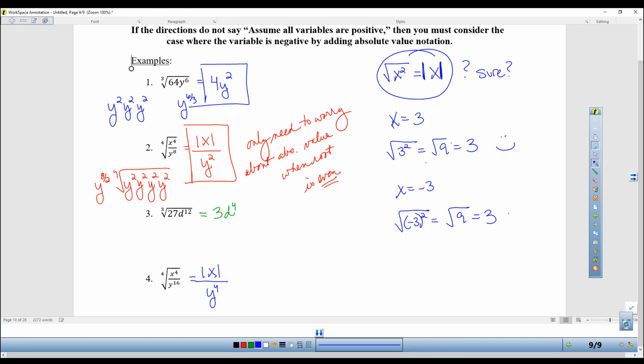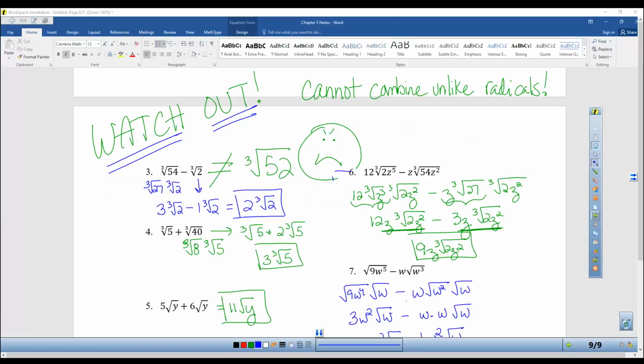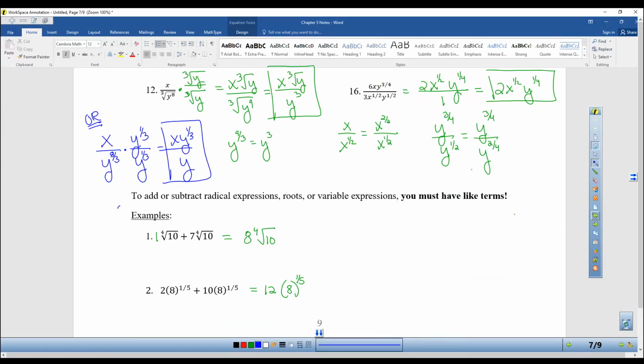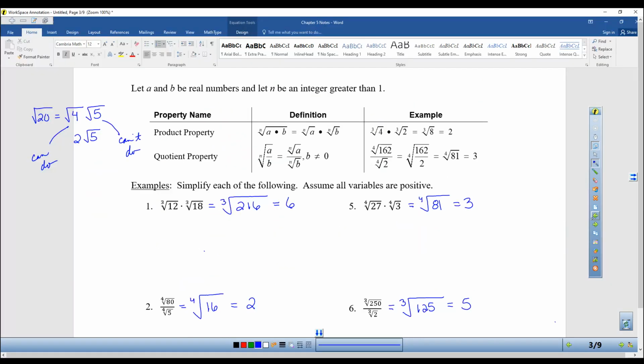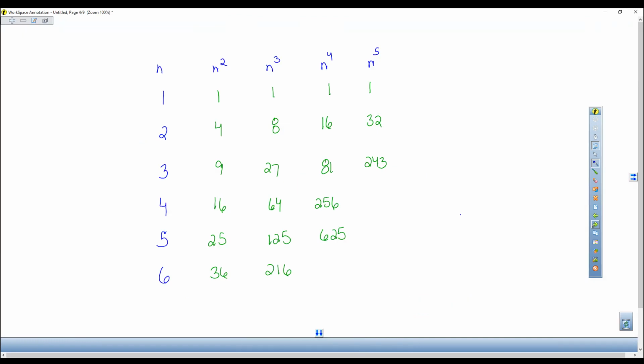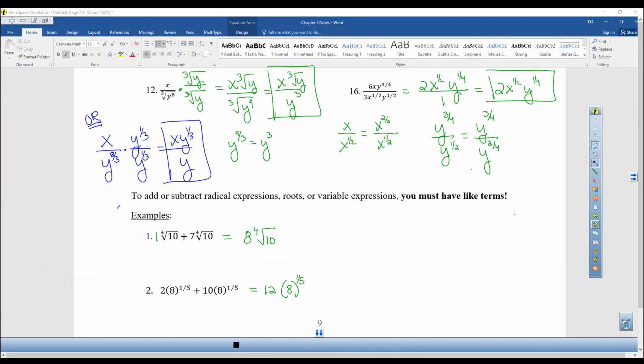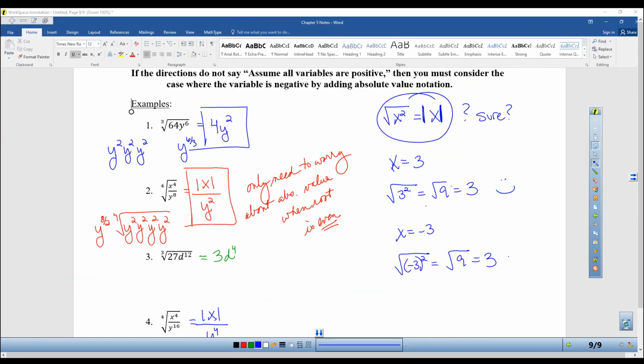Okay, so if you go back and look, I did say right at the beginning of this that all variables, assume all variables are positive. That is going to be the lion's share of your work. But if they don't say that, if you don't see that, then you need to recognize that you'll have to do this thing with the absolute value.